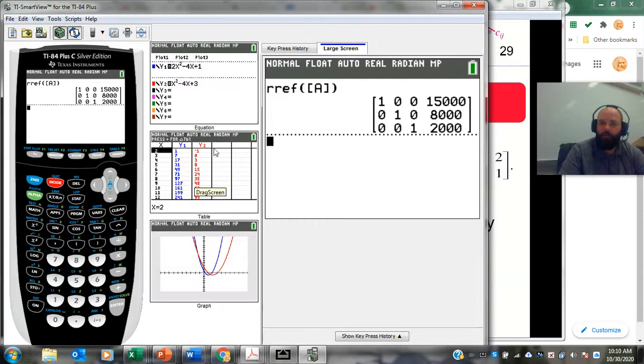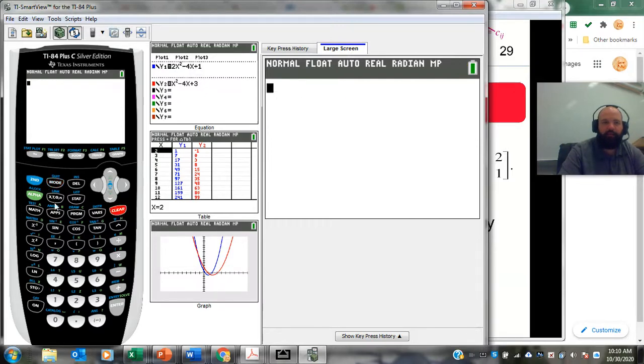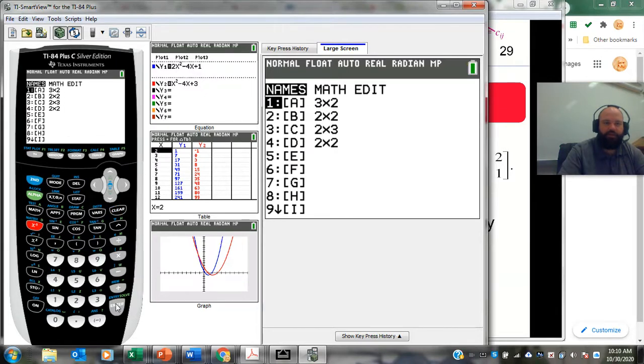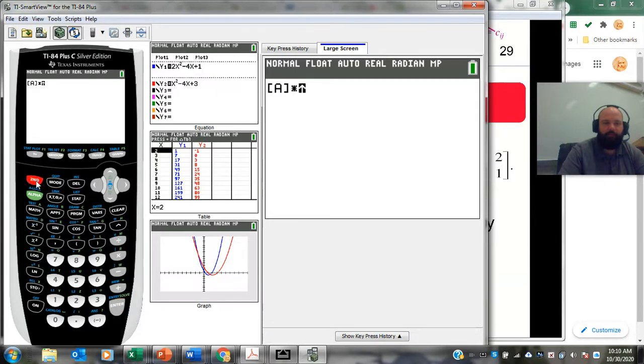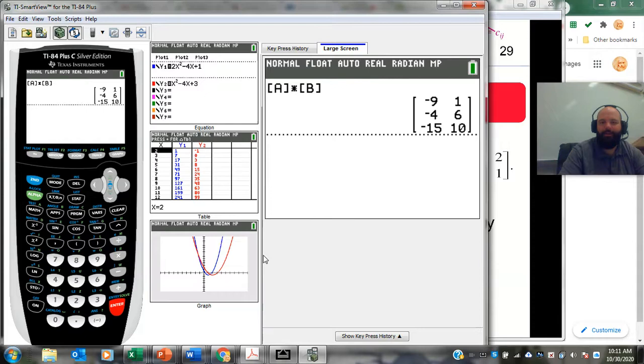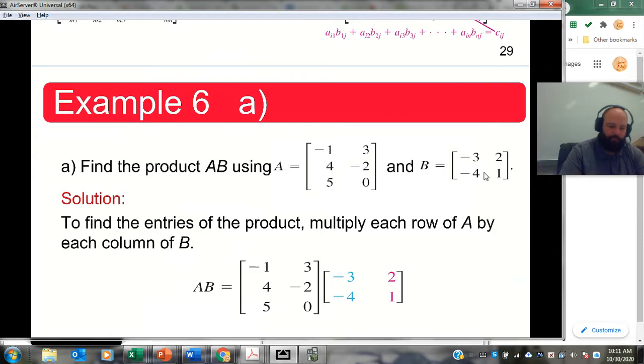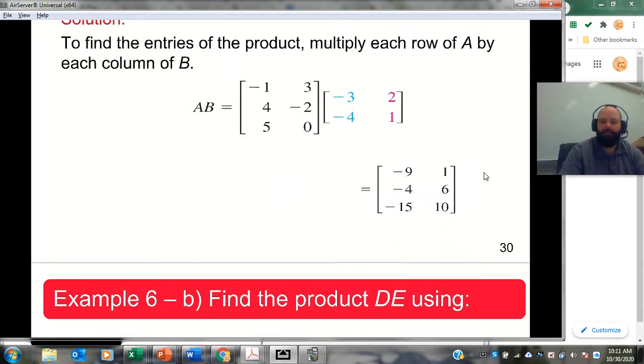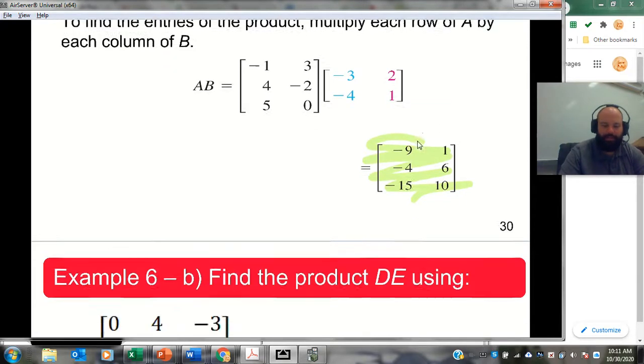Now all I got to do in the home screen, you can see I hit second quit, is I just need to tell the calculator to multiply the two matrices together. So if I hit second matrix and I choose matrix A times second matrix, choose matrix B, I hit enter, you can see I have -9, -4, -15, 1, 6, 10. And if you look over here, I scroll down, that's the solution right there. So matrix multiplication is really not bad if you're using your graphing calculator. It's actually quite easy. You just have to make sure you put the correct elements in each matrix.